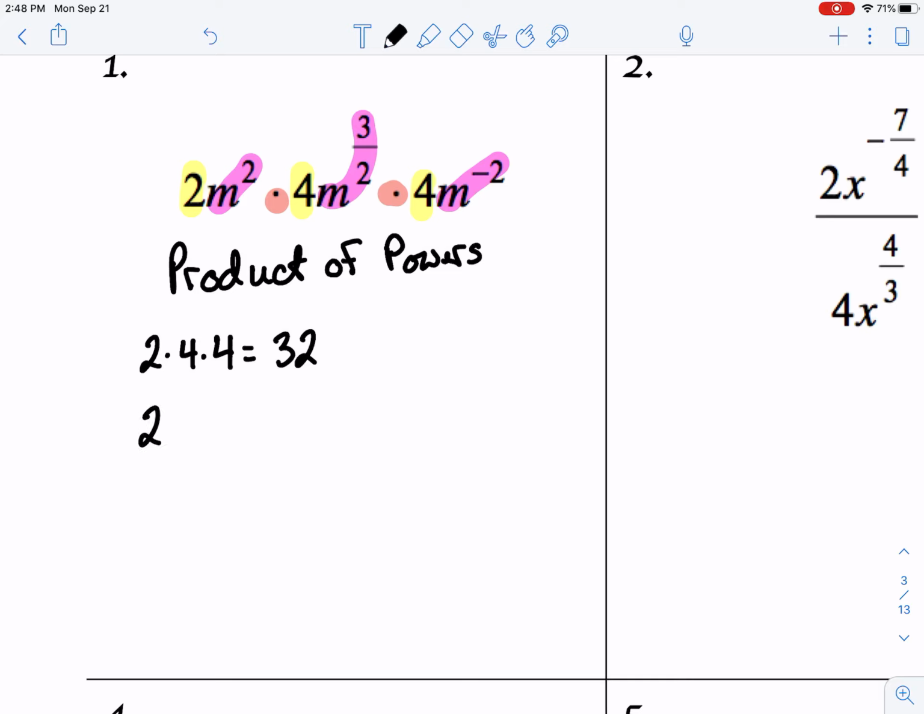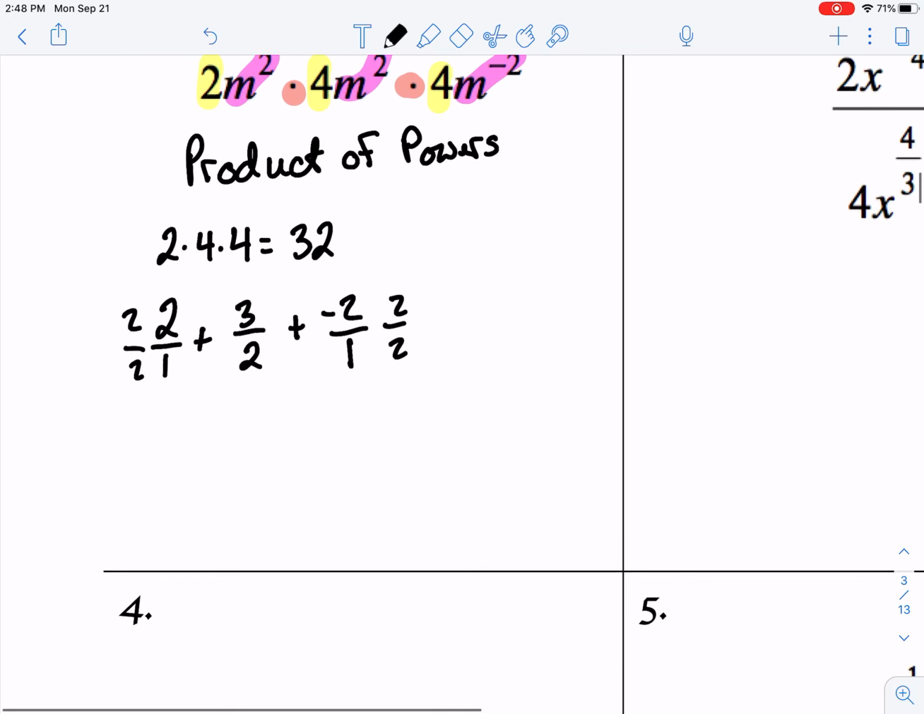So we have 2 over 1 plus 3 over 2 plus negative 2 over 1. We need a common denominator of 2. So multiply both of these by 2. That's already 2. That becomes 4 over 2 plus 3 over 2 plus negative 4 over 2. That equals positive 4, negative 4 cancel. I'm left with 3 over 2.